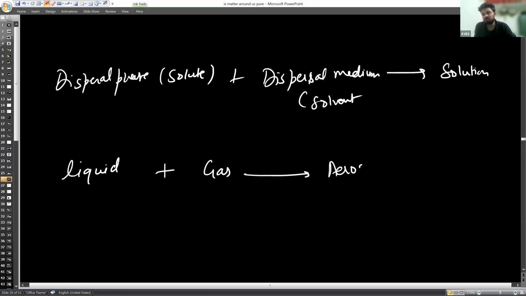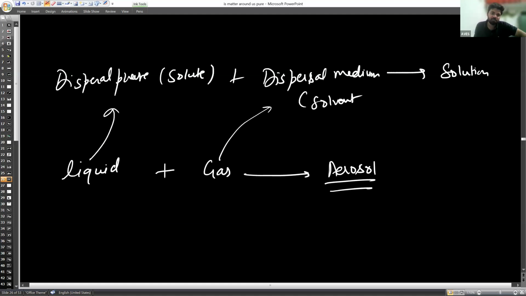It is called aerosol. This phase is called aerosol. Can you tell me the state of this one? If I'm saying this is the dispersal medium and this is the dispersal phase, can you tell me the state of this one? What could be the state of aerosol? Gas, liquid, or solid? Kari.